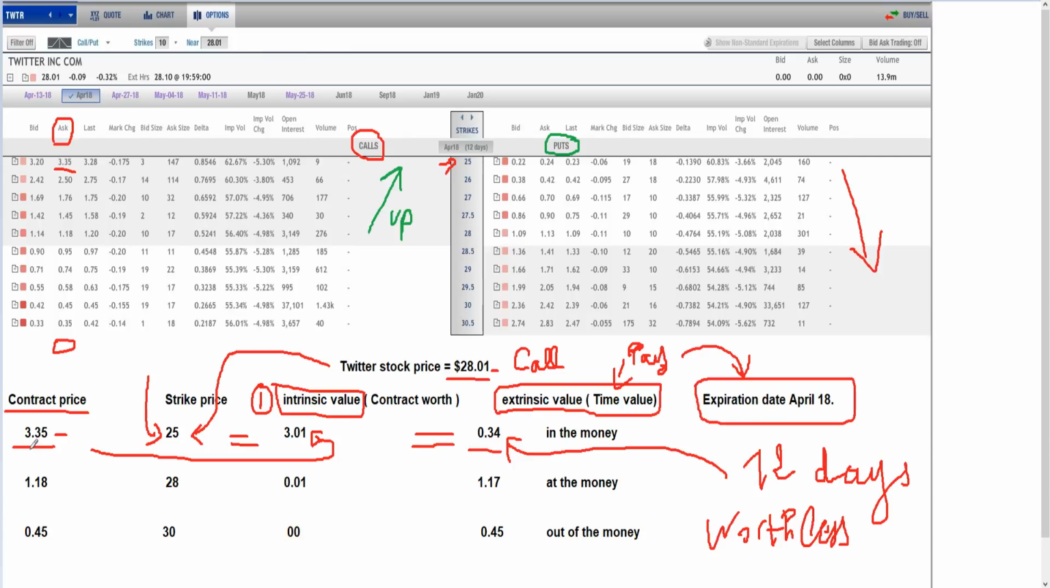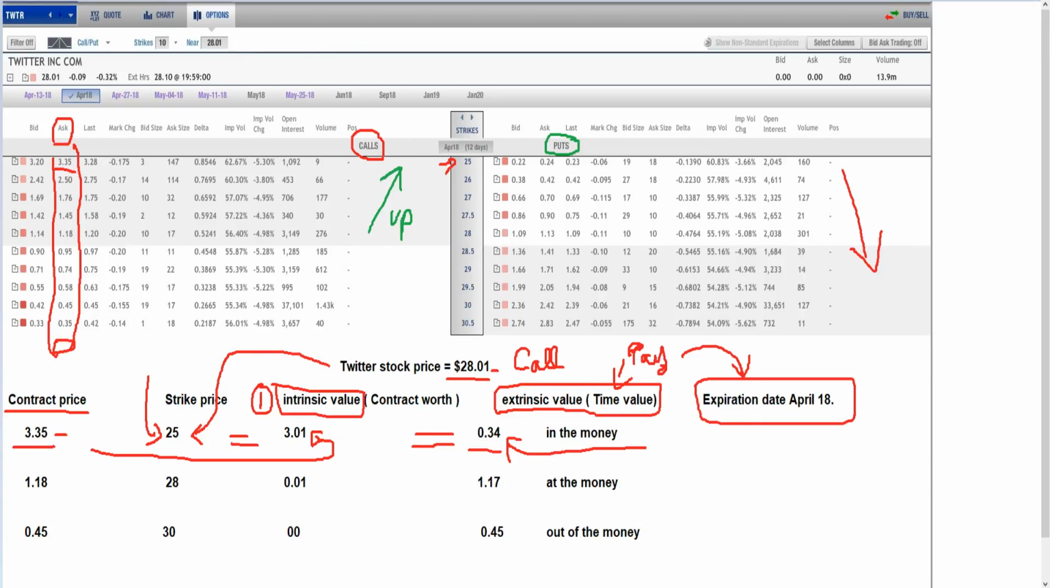So the contract price, which is this one here, means the ask, where you buy the contract. It's $3.35 minus the intrinsic value, which is $3.01, equals 0.34. Now, in terms of money, this contract is $335. I will give you an example of how to calculate this. Very simple to calculate. Okay, let's break it down here.